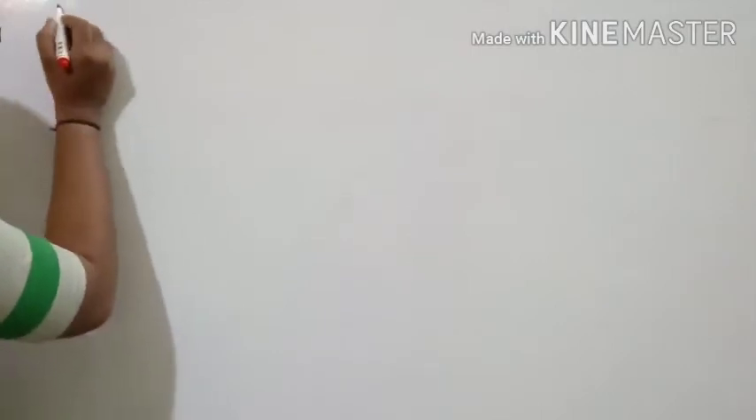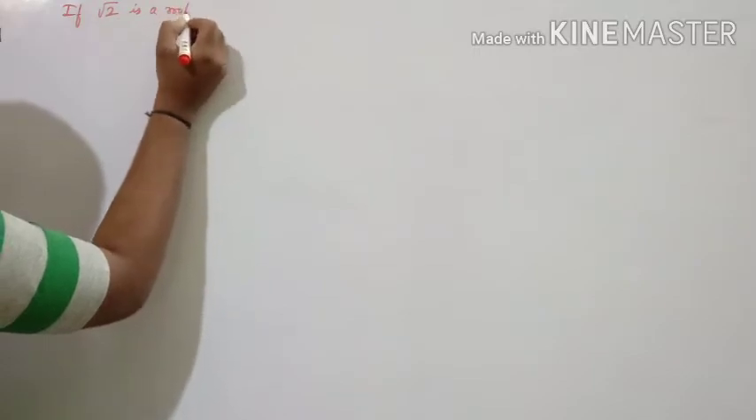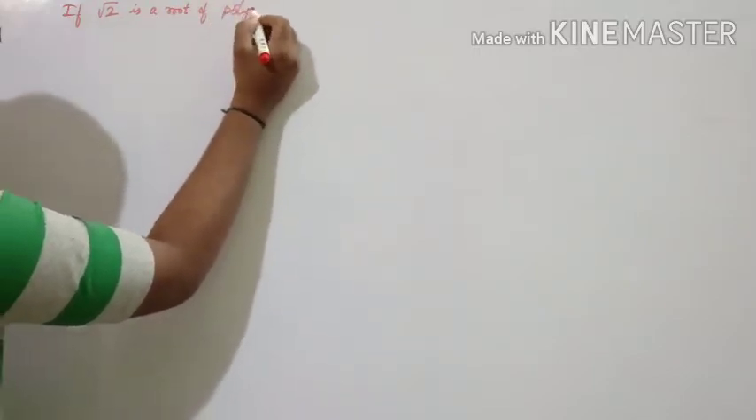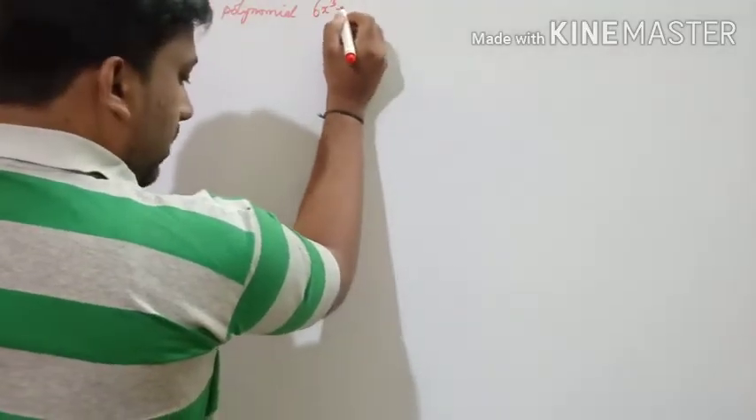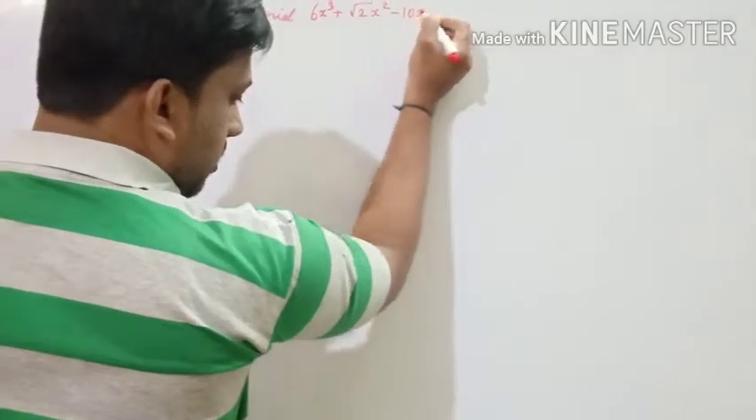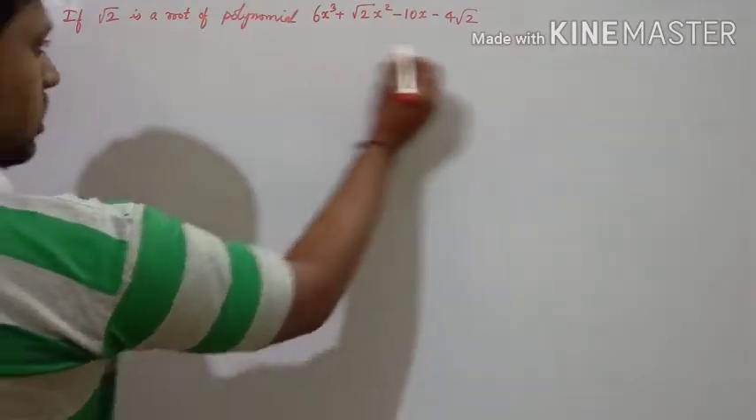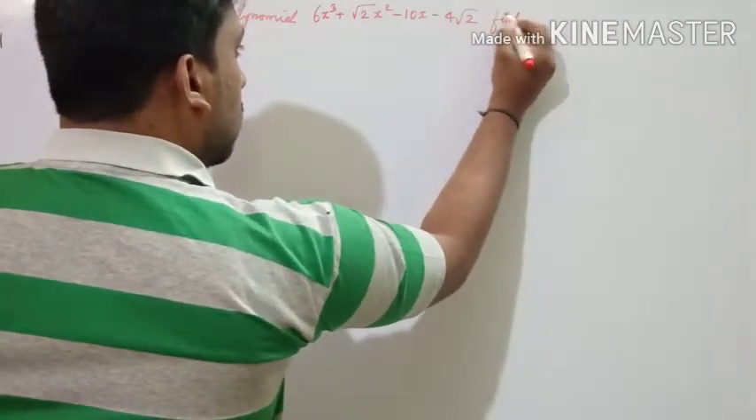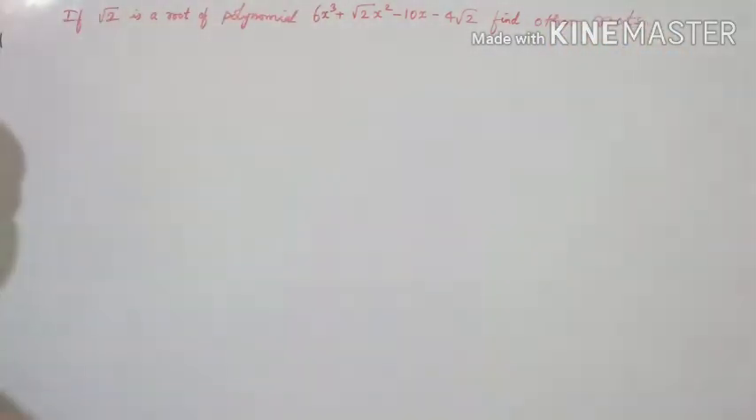Okay, so now we know zeros of polynomials, right? Let me take it like this. If root 2 is a root of the polynomial 6x cube plus root 2 x square minus 10x minus 4 root 2. This is the polynomial. Find the other roots. So this is the question.